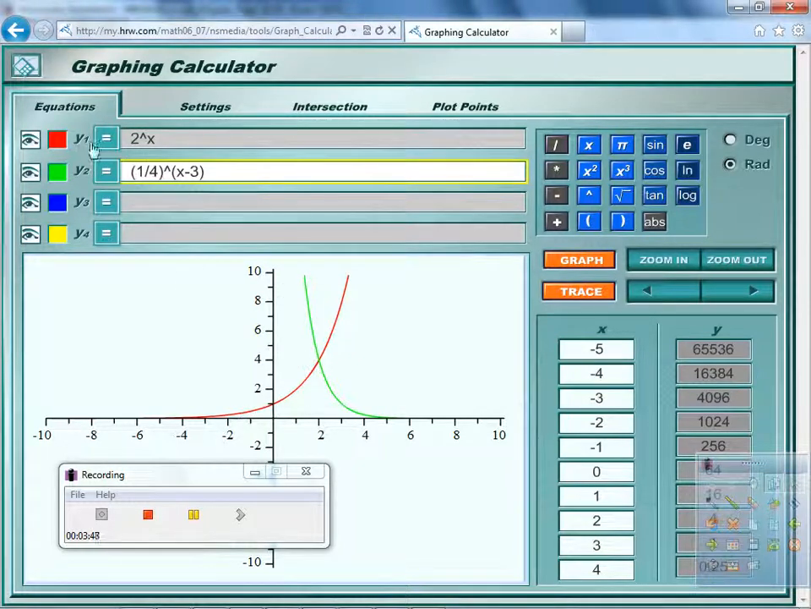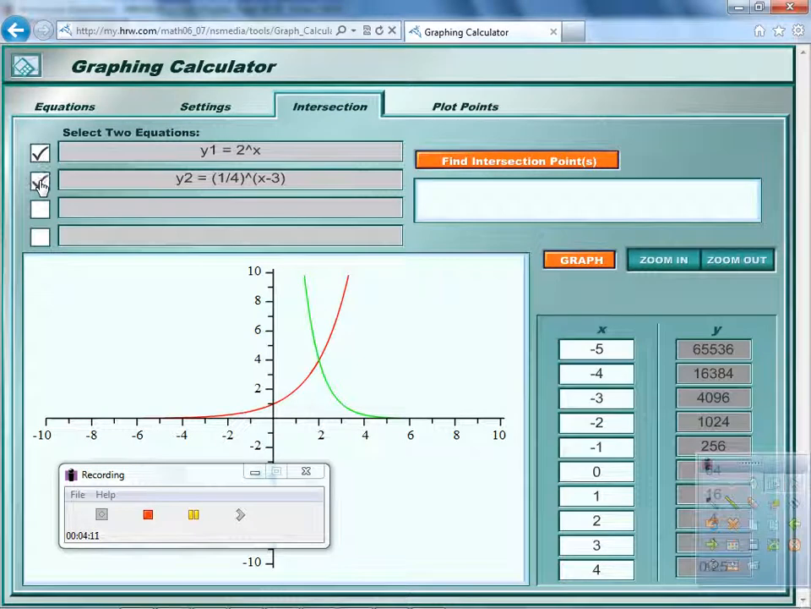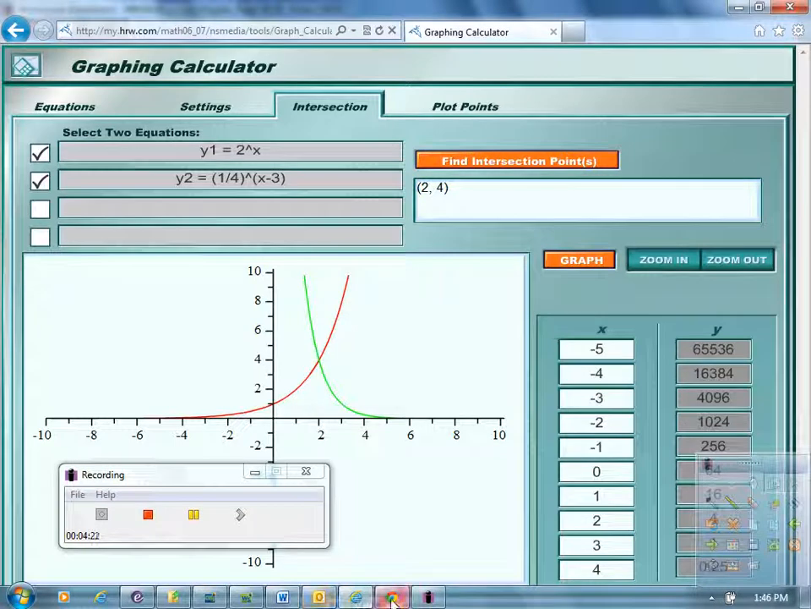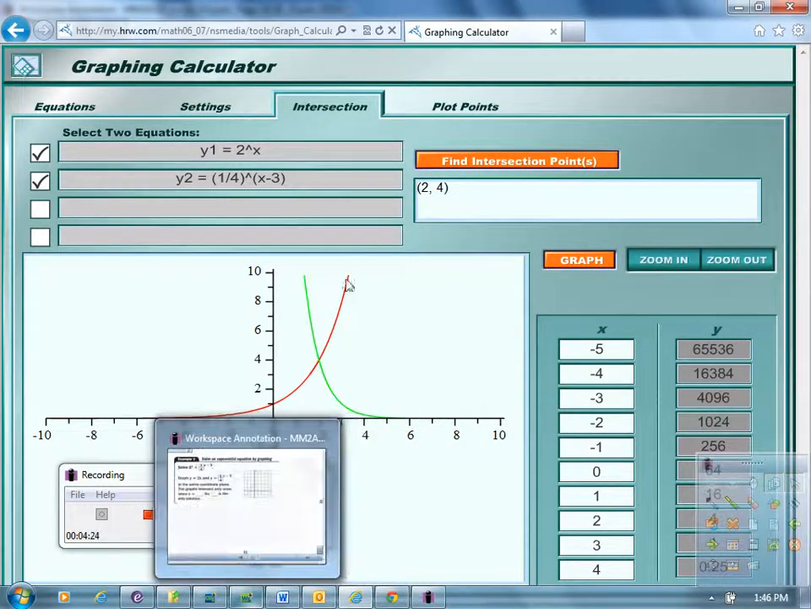So anyway, I graphed it. Now you'll notice the red is 2 to the x power. Okay, then the green is 1/4 to the x minus 3 power. Okay, and so where they intersect is an answer. Now, this one may be obvious where it intersects, but if it's not, I'm going to go over here to intersection, and I'm going to click both of them, and then I'm going to say find intersecting point. So it intersects at (2, 4). So that means the x value is our answer for this one. So our answer to this is going to be 2.